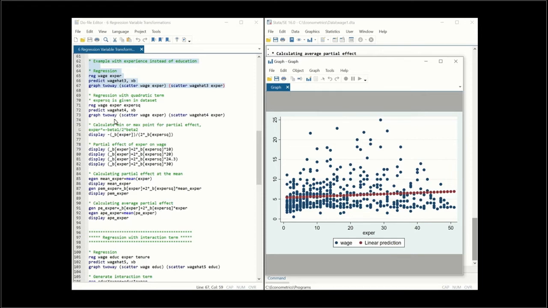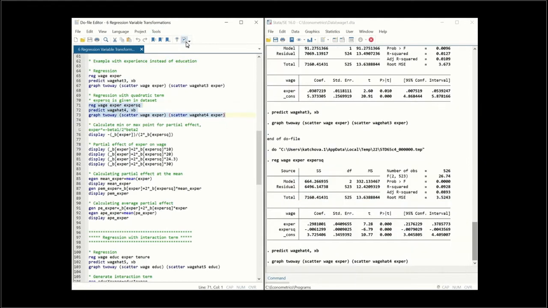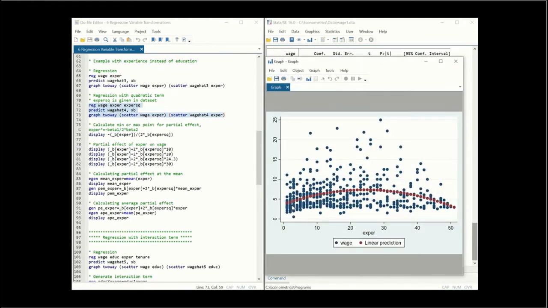Then we would graph using graph twoway scatter of wage against experience, and wage hat 4 against experience, so this value that we just calculated. So that's what we're going to find here. And we see that again, we find a nonlinear relationship between experience and wage. This time we have actually an increasing marginal effect and then a decreasing marginal effect. So where is this turning point?